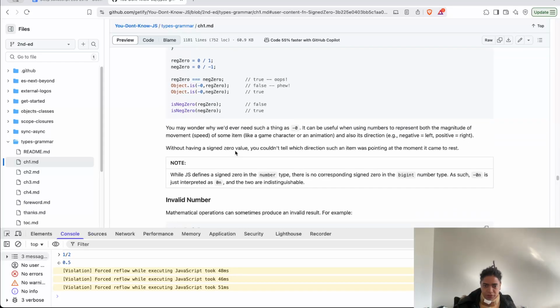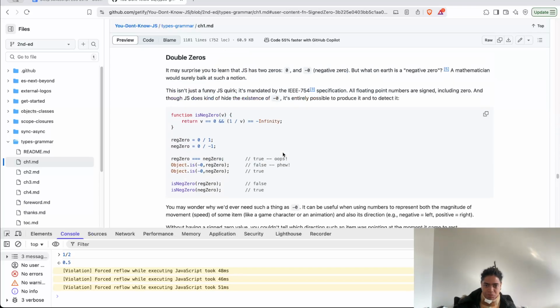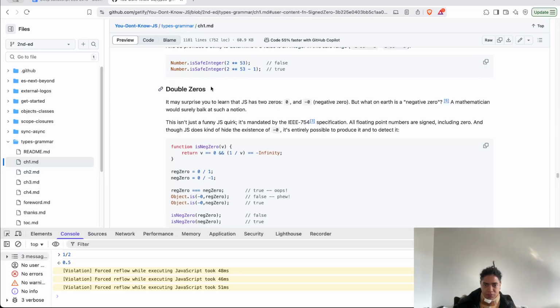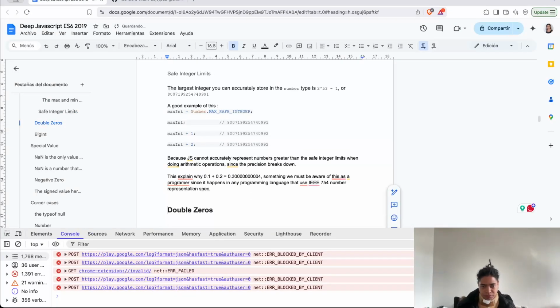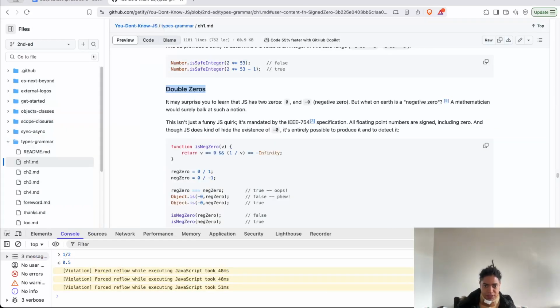While JavaScript defines a signed zero in the number type, there is no corresponding signed zero in the BigInt type. As such, -0 is just interpreted as 0, and the two are indistinguishable. So this is known as double zeros, aka positive and negative zero.